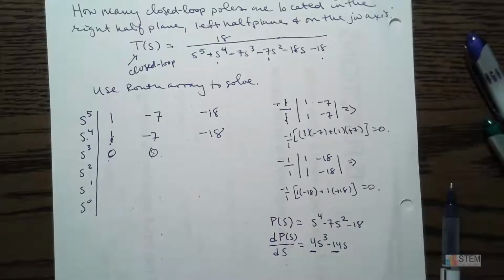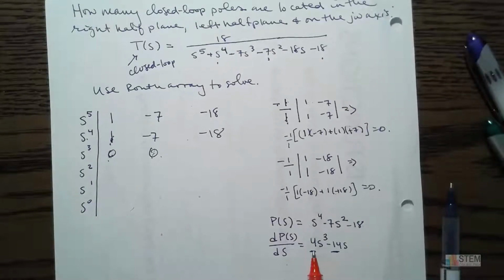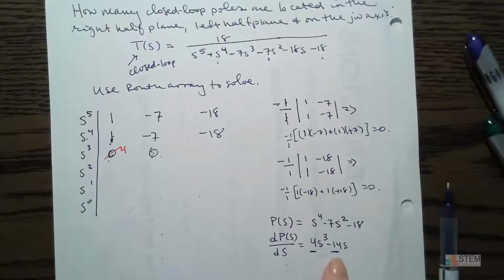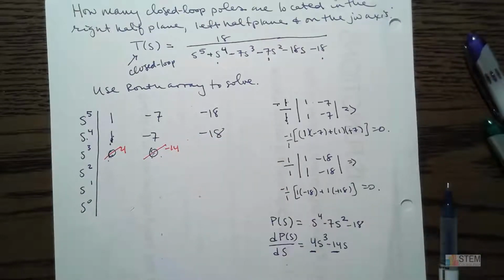Now, how do you know which one goes where? Well, let's look. This is the S cubed row, so the 4 replaces that one. And then this -14 goes right there.